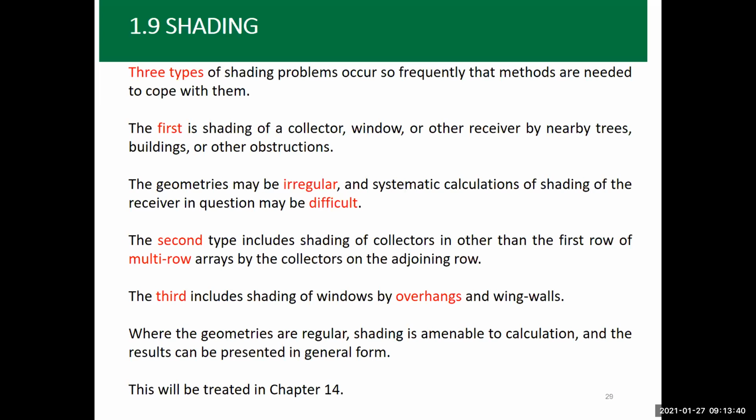That's why it's important to determine it. We are not going to cover shading right now in detail, but we are going to talk about it in chapter 14 in the book, where probably you can specify a whole class talking about shading and the shading effect.